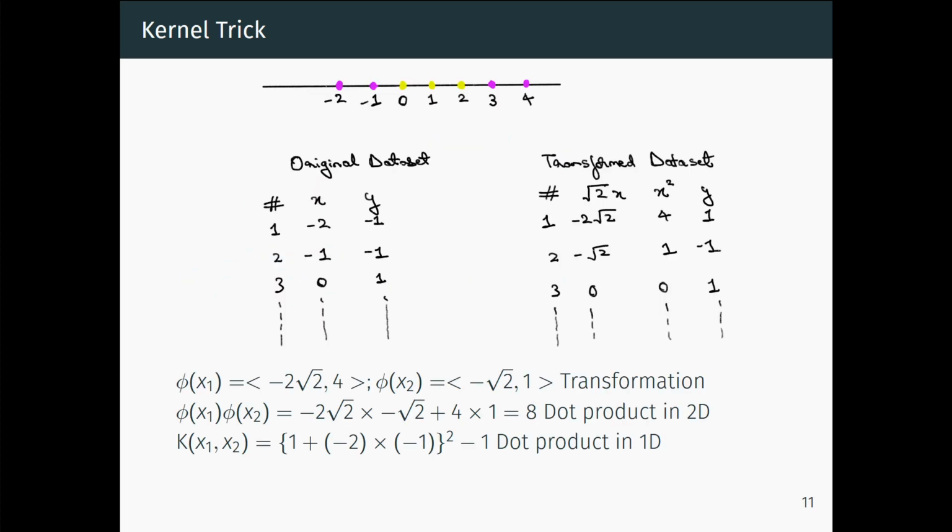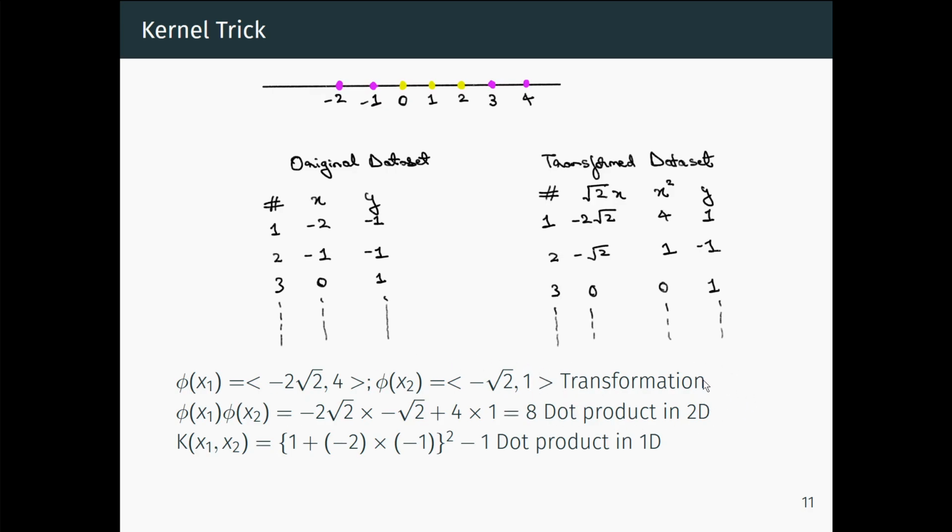So let's pick up a couple of points. We pick up the first sample and we pick up the second sample. So if we were to do phi(xi) dot phi(xj), phi of xi is -2 root 2 and 4, dot product with minus root 2 and 1. So -2 root 2 into minus root 2 is -4 times -2, which is 4, and 4 into 1 is 4, and if you sum these up you'll get 8.